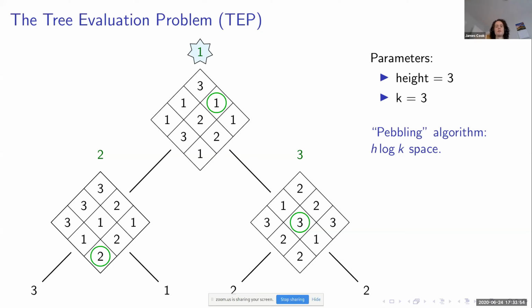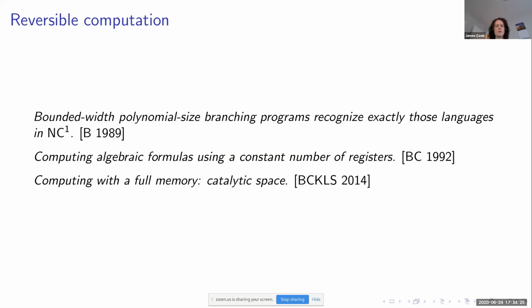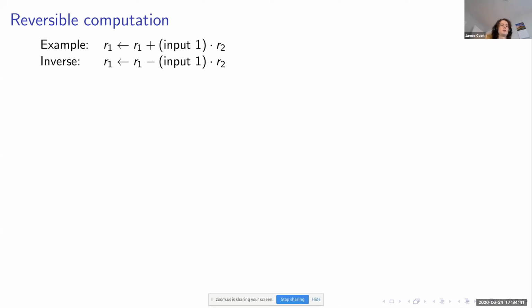There's a long line of work about how you can compute things with very small amounts of space by using sequences of reversible steps. I've just listed three papers here, an 89 paper by Barrington and a 92 paper by Ben-Or and Cleve, which led up to this 2014 result by Buhrman et al. on catalytic space. And that one might have, in fact, been partly motivated by work on TEP.